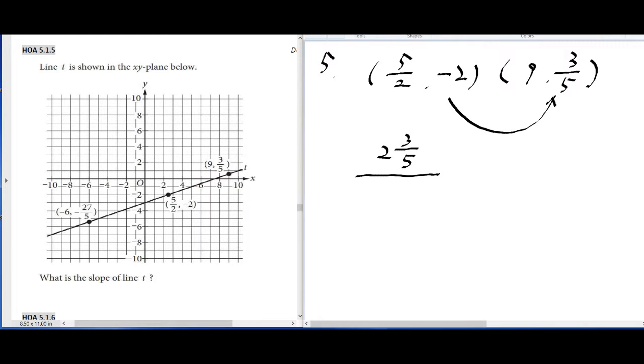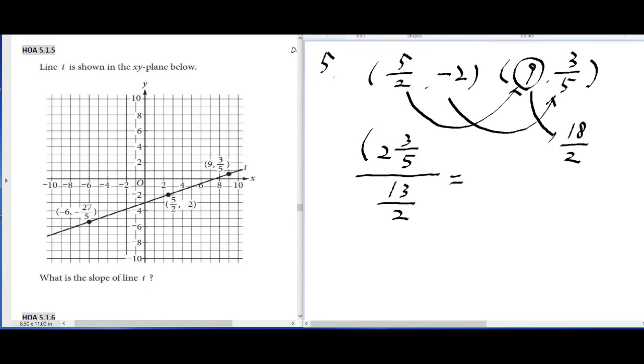How about the change in x? This 9 stands for 18 over 2, right? So from 5.5 to 18 over 2, that is 13 over 2. Holy, this is a complex fraction, right? 13 over 5. You got that? This one, 13 over 2 over 13 over 5.